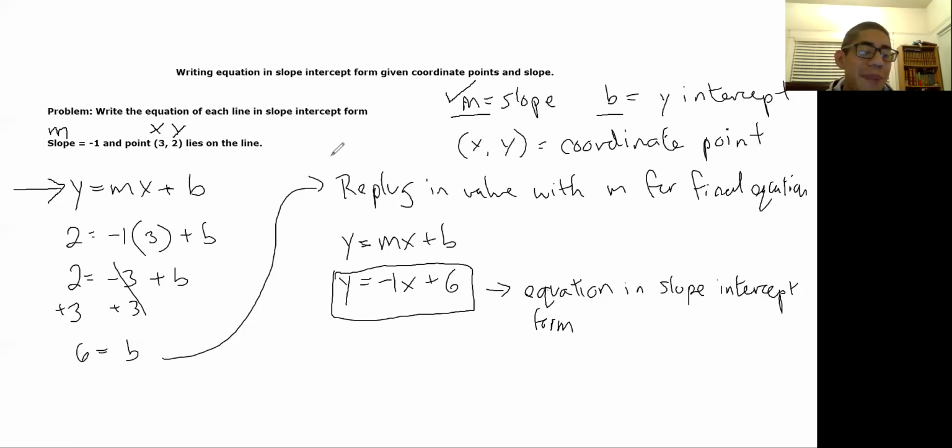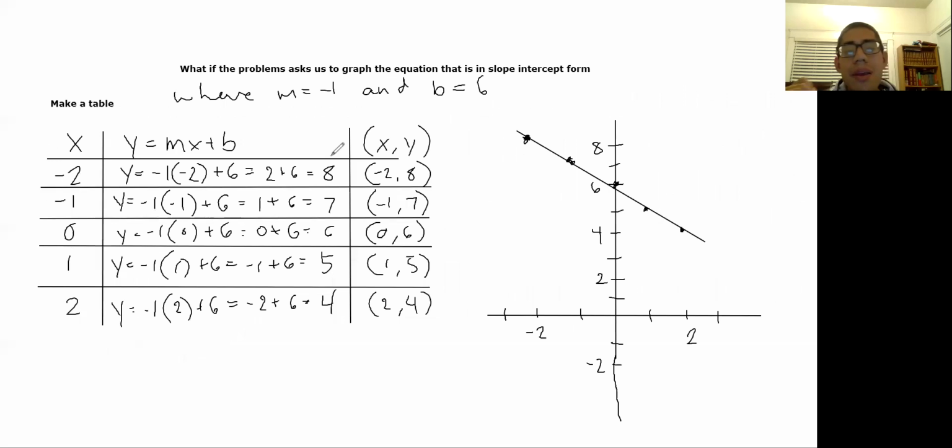However, if the problem asks you for something else, if it asks you for a graph, then you're going to have to make a table and make a graph, right? So here we're using the same premise. What if the problem asks us to graph the equation and it's in slope-intercept form? Well, in the last problem, we saw that m is equal to -1 and b is equal to 6. We're going to use this information. We're going to make a chart.